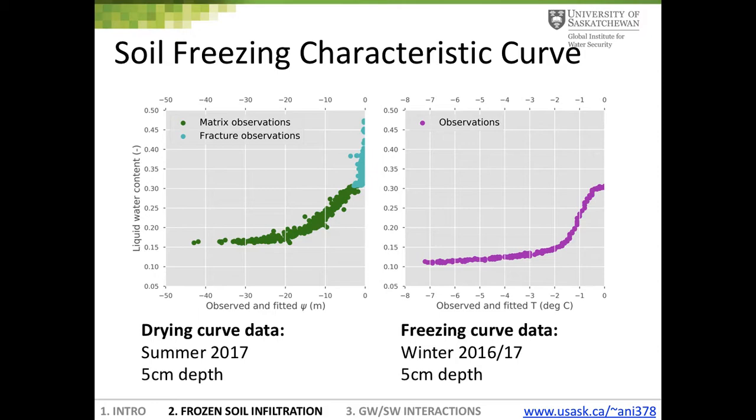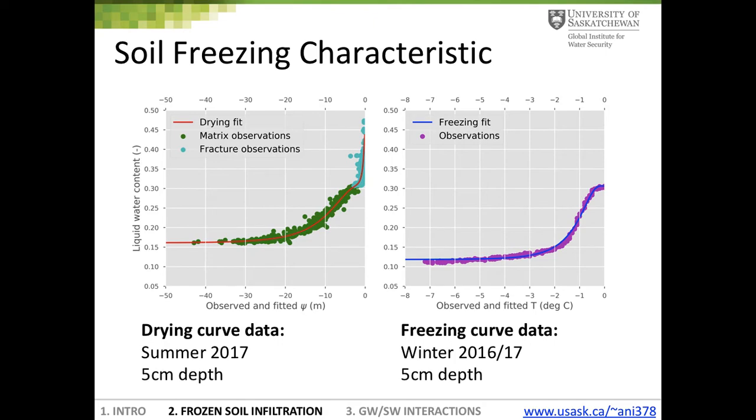So here we see on the left some water content against matrix potential data from the summer, showing us we have matrix and fracture domain in the till. And on the right we see some temperature versus liquid water content from a single instrument, and that is very valuable data, and it's very clean data as well because it's from a single instrument that's simultaneously measuring both of those parameters.